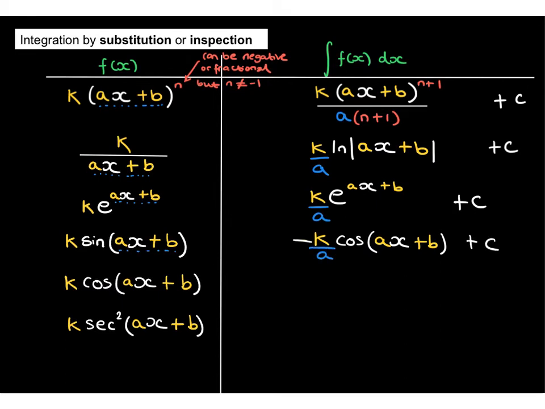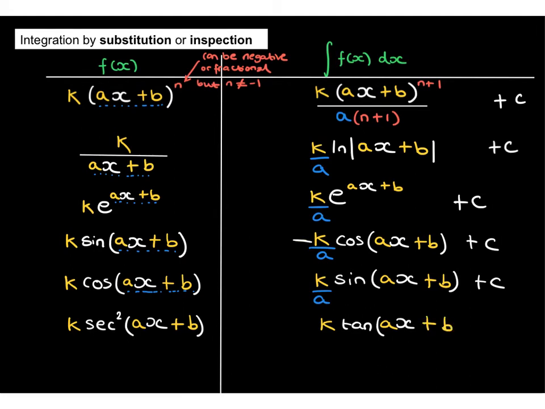Now, cos integrates to sine, so that's going to give us k sine(ax + b). But again, we need to divide by the derivative of this linear function here, so we have to divide by a. And we remember that sec squared integrates to give us tan, so in this last example we will get tan of (ax + b), but we divide by the derivative of this inner function, like so.